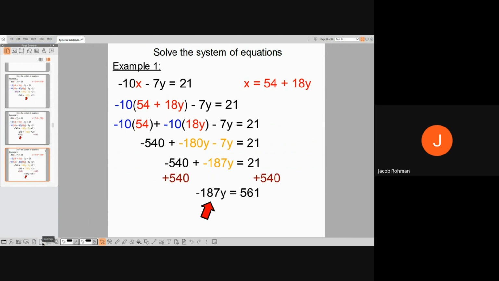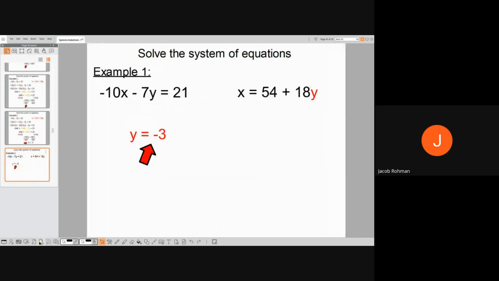That's going to leave me with -187y equals 561. And then we can divide both sides by -187. And that's going to give me y is equal to -3. Now, that's only half of the solution.